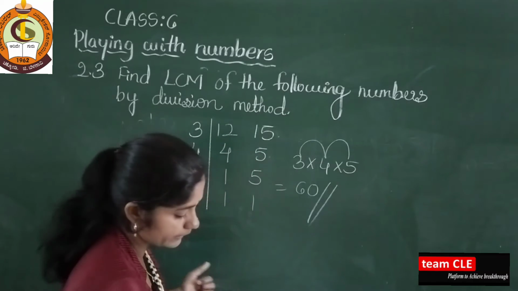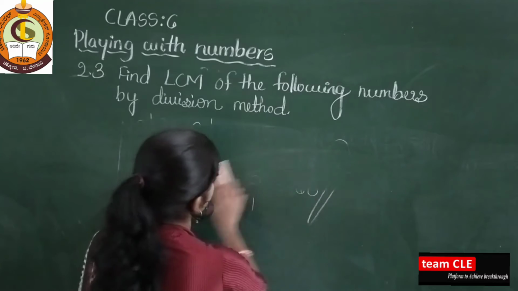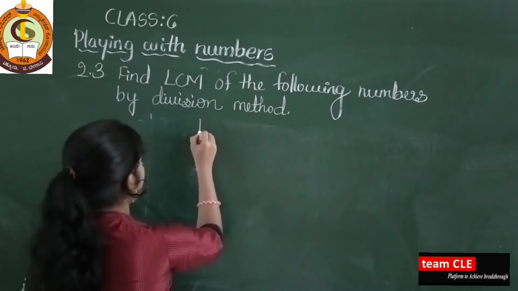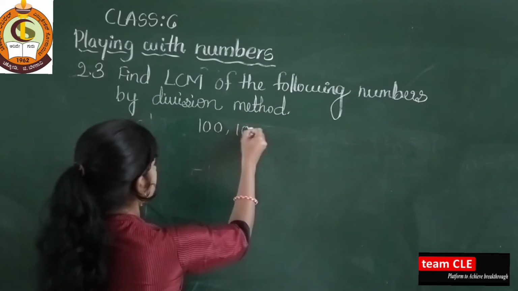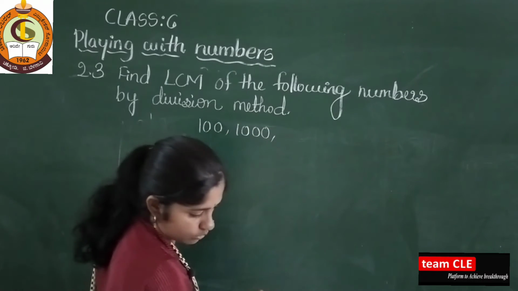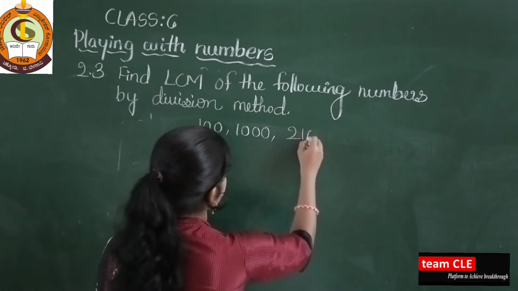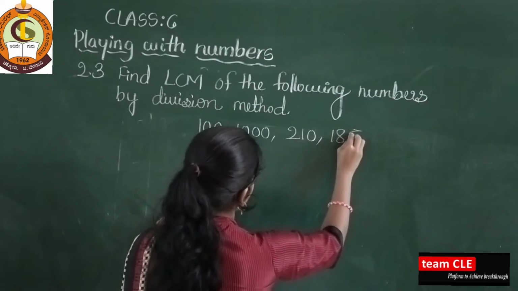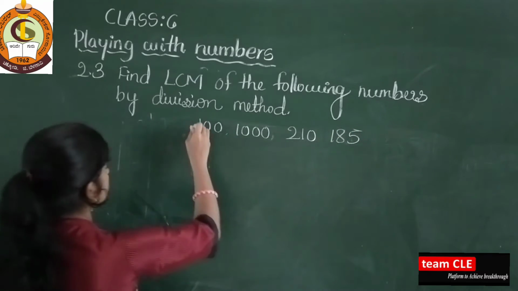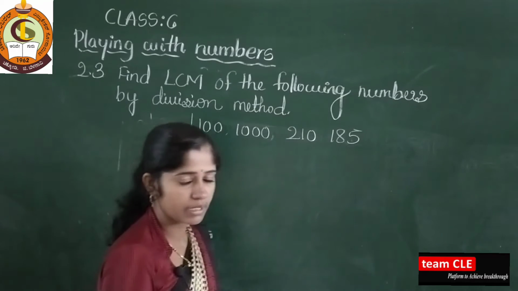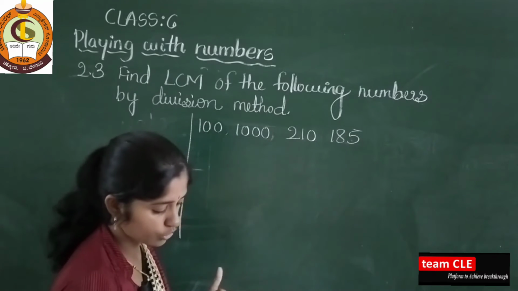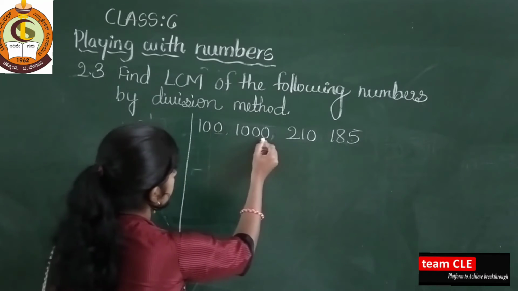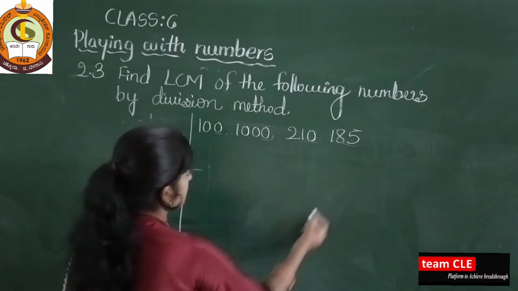I will take here from your exercise: 100, 1000, 210, and 185. See here, with 4 digits, its LCM will come very big. So here, take the ones place: 0, 0, 0 and 5 is there, which means the number is divisible by 5.